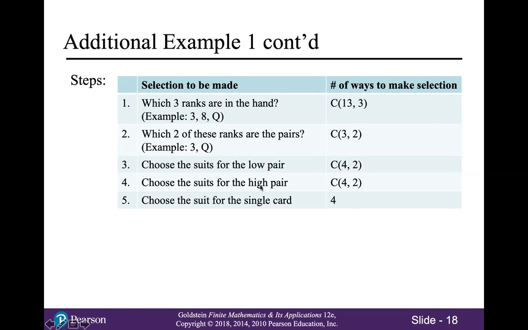And then I have to do the same thing for the high pair, for example, hearts and spades. And then I have to choose the heart for the single card. You could write that as 4 choose 1, but it just comes out to 4.